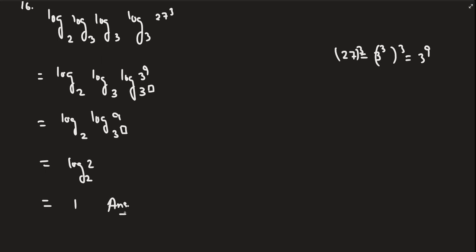Okay. So 27 you can write as 3 to the power 3. So now here you have 9. 9 means 2 power 2 here. So that is okay. 1 is the answer.